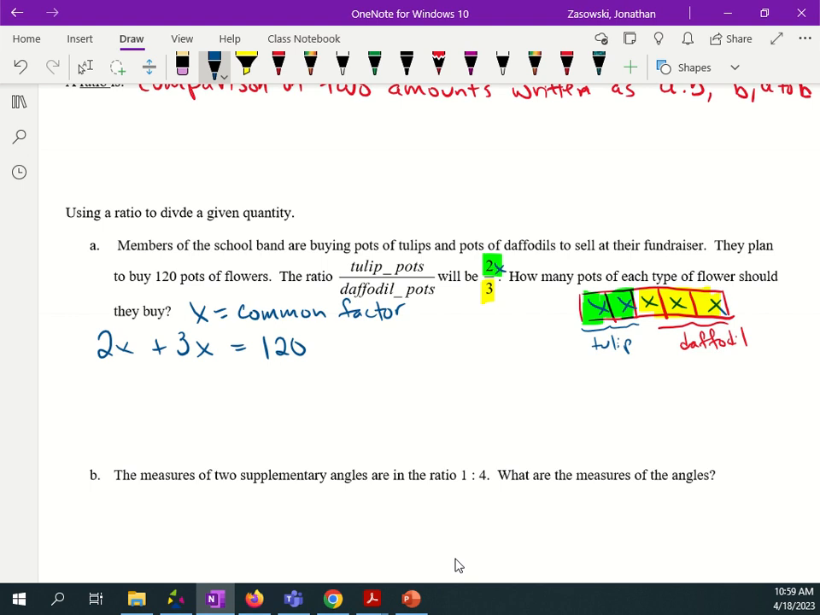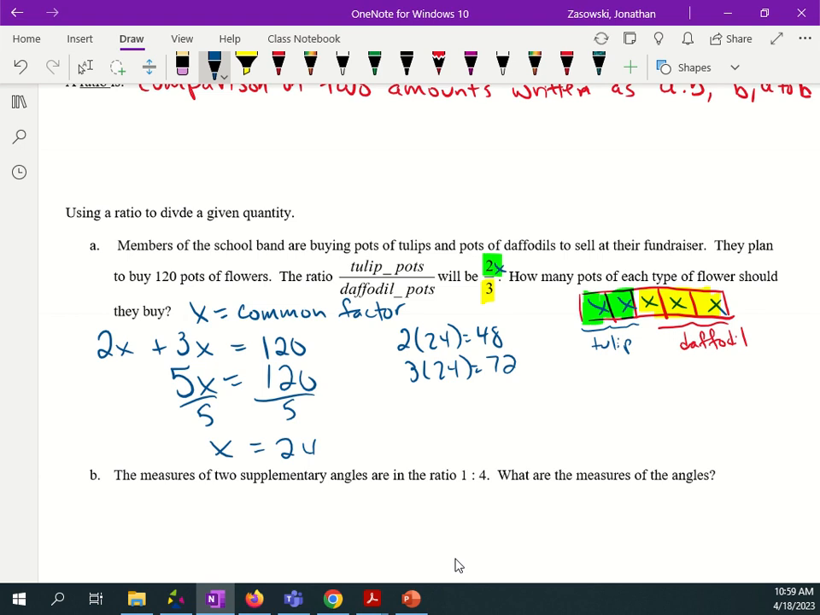And now we just solve for x. So 2x plus 3x is 5x, and if 5x equals 120, then x is going to equal 24. We just divide by 5 to make that happen. Now, we're not done because it asks us to identify how many pots for each type of flower. So if we plug back into our expressions here, we know 2x would be just 2 times 24, so that's 48. And then 3 times 24 would give us 72.